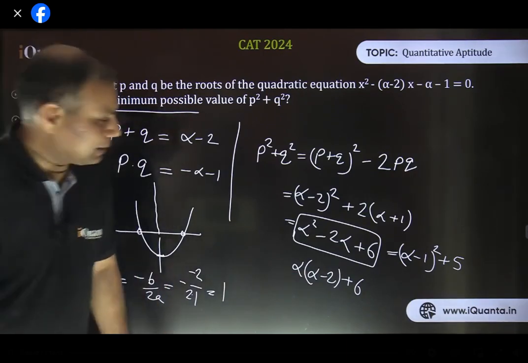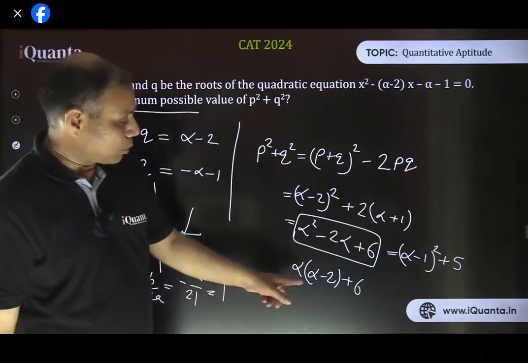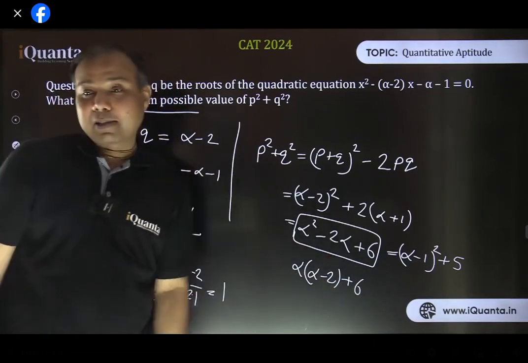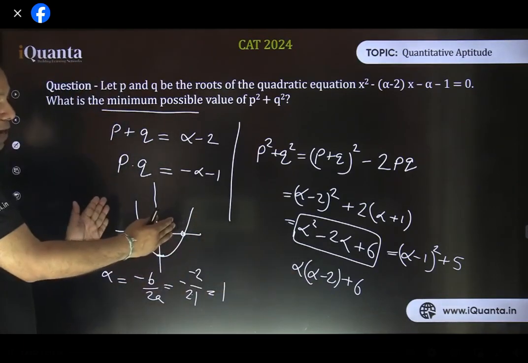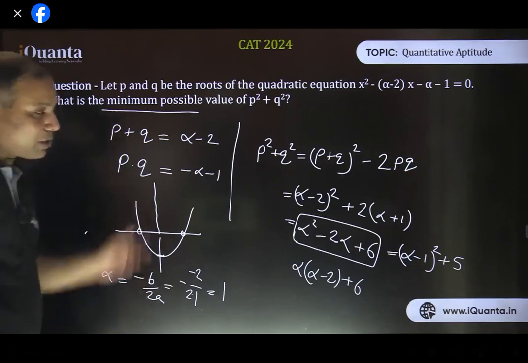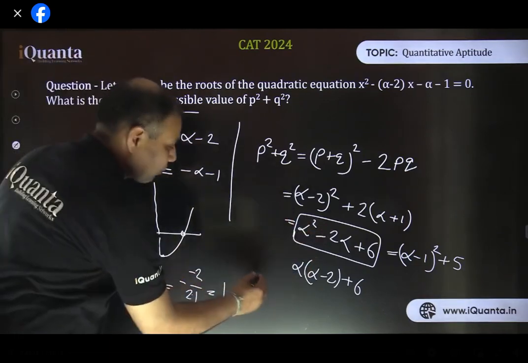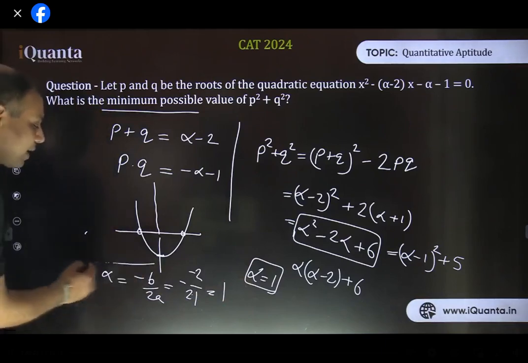Rashna ji, please see, if I put alpha equal to 0, the value is 6. If I put alpha equal to 2, then also the value is 6. So what does it mean? It means that 0 and 2 are the values of alpha which are equidistant from the middle value. That means the middle value at which we get the minimum expression is simply alpha equal to 1. Okay? An alternate way to remember this is alpha equals minus b by 2a.